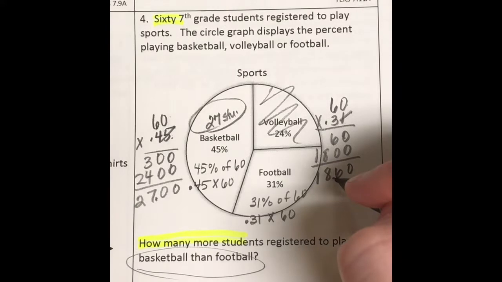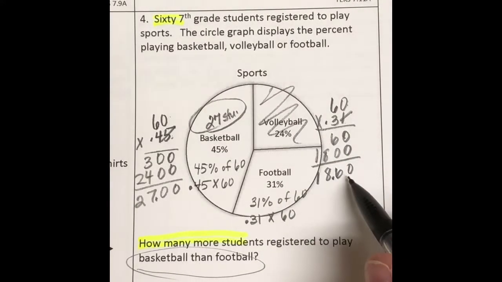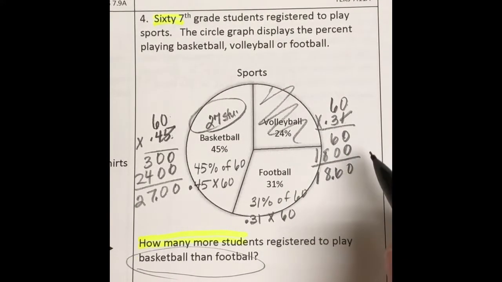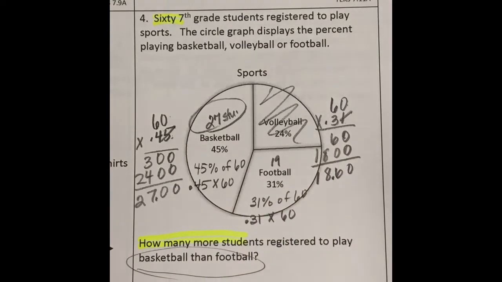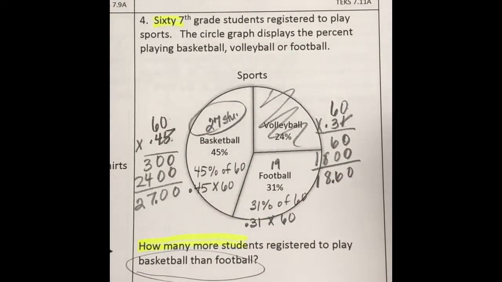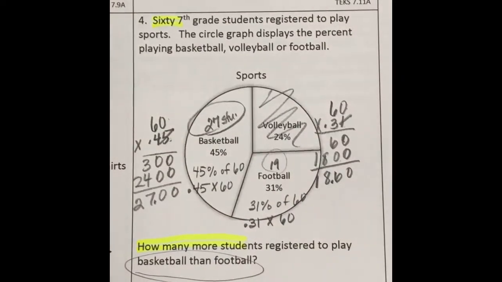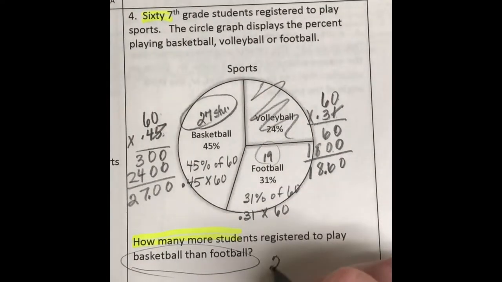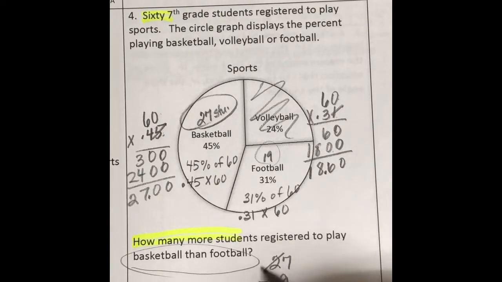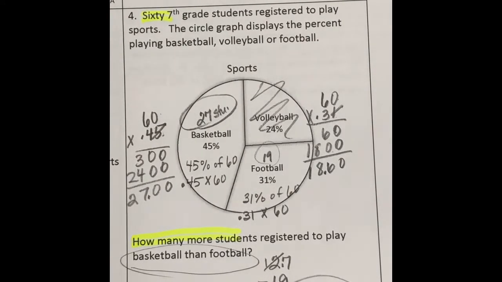And they have 2 behind. So we can't have part of a student. So we're going to have to bump this up to where it's not just part of a student. So we're going to say that it is about 19 students for football, okay? So then, if it says how many more, that means to subtract. We are going to do 27 minus the 19 to find that 8 more registered for basketball than for football.